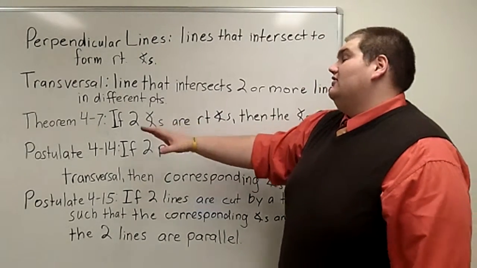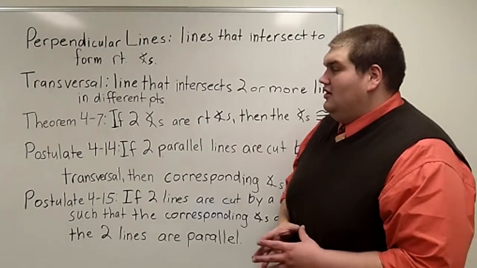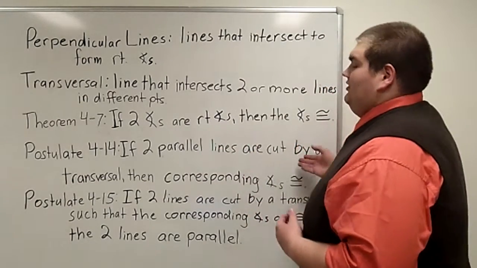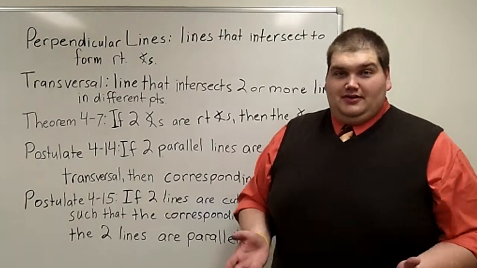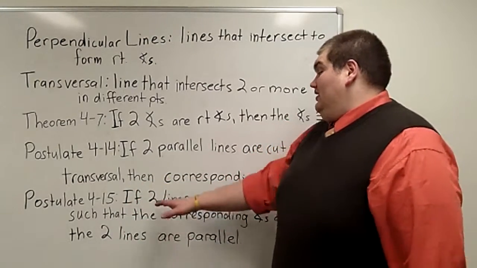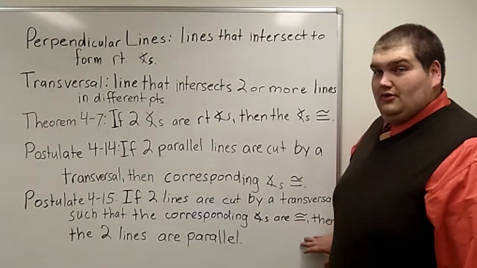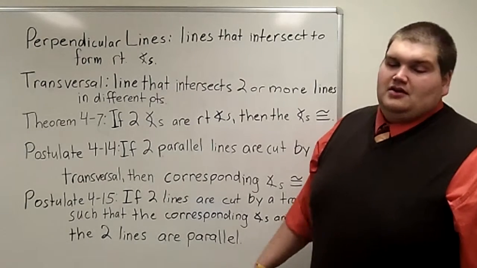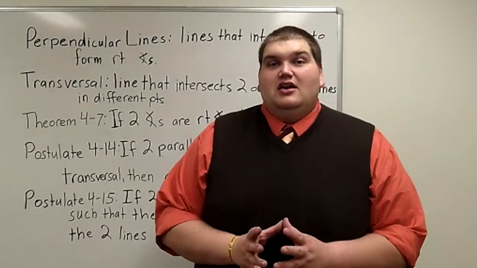Theorem 4.7 states that if two angles are right angles, then the angles are congruent. Postulate 4.14 states that if two parallel lines are cut by a transversal, then corresponding angles are congruent. Finally, postulate 4.15 states that if two lines are cut by a transversal such that the corresponding angles are congruent, then the two lines are parallel. Now that is just a few of the vocabulary terms that we may or may not be using in our proof.